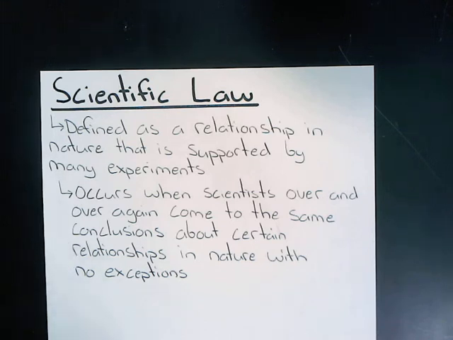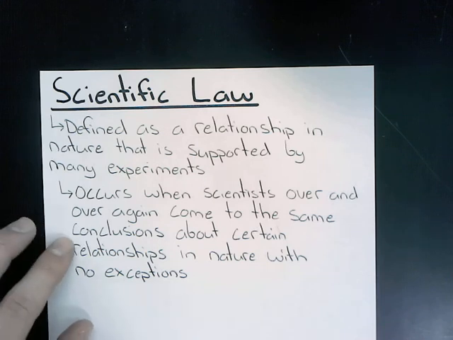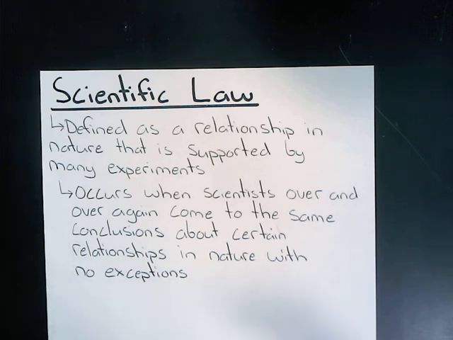That's a big difference between a law and a theory. A theory has a little wiggle room where additional experiments may alter the theory just slightly, but a law does not. You're going to come to that same result over and over again. Now, scientists develop further hypotheses and experiments to explain why these relationships in a scientific law exist.